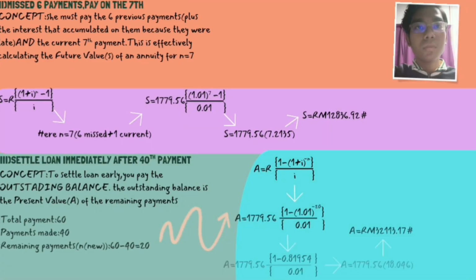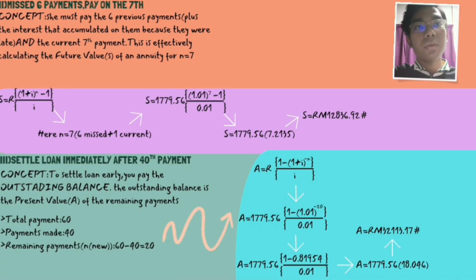In this part, we look at what happens when the borrower misses 6 payments and only makes the payment in the 7th month. When a payment is missed, it does not disappear. Each missed payment adds interest because it was not paid on time. So in the 7th month, the borrower must pay all 6 missed payments, including the interest, and the 7th month's payment. To find the total amount, we use the future value formula for annuities with N equal to 7. After putting the values into the formula, the total amount the borrower has to pay in the 7th month is RM 12,836.92.